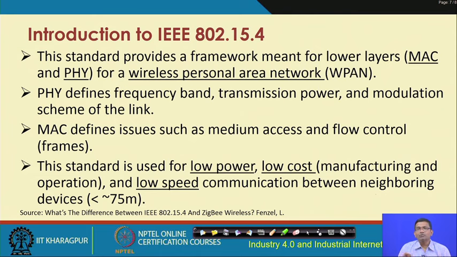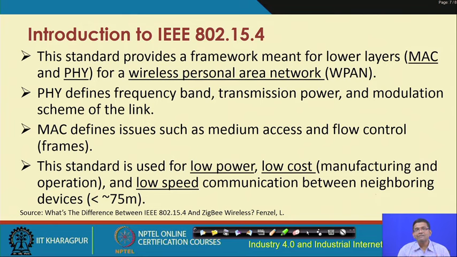Just to give you a brief idea of what the physical layer does, in case you do not already know: the physical layer defines things like the frequency band in which the communication is going to happen, the transmission power, the modulation scheme that is going to be used and so on. The MAC layer, on the other hand, talks about things like different devices trying to get access to the medium for communication, which protocol is going to be used, how they are going to send, when they are going to send, what discipline is going to be followed and so on.